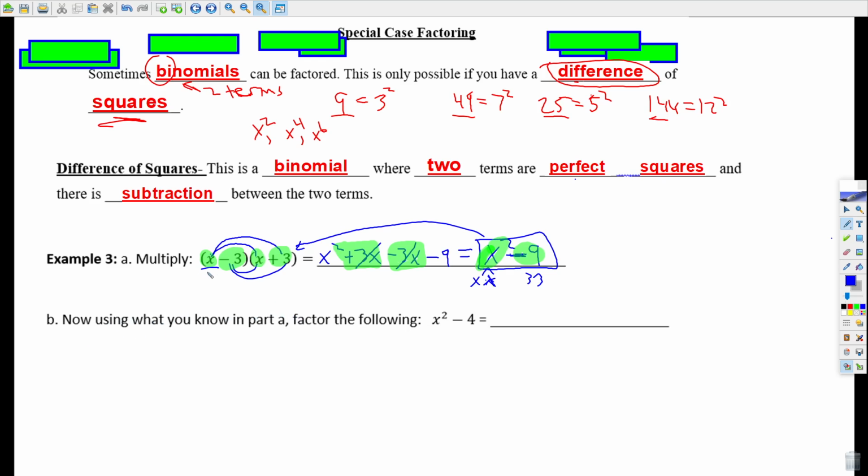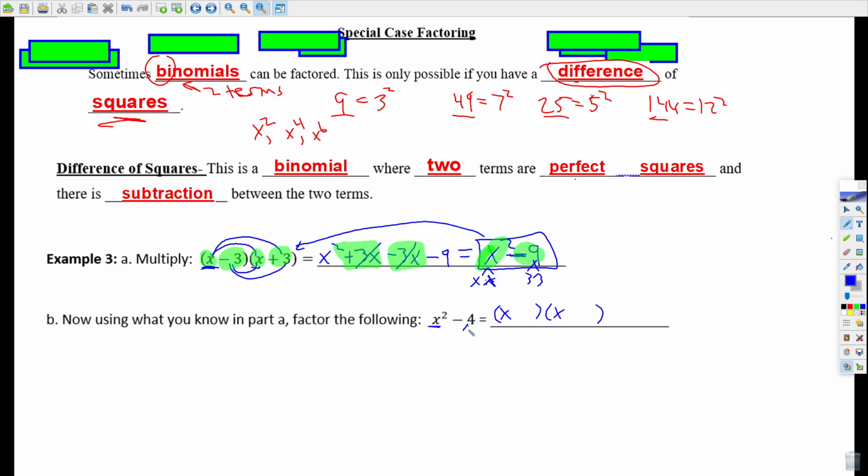Now using what you know in part A, which is up here, factor the following. What would x squared minus 4 look like? Well, let's just kind of follow the generic method up here, what it looks like. We know we're going to have two sets of parentheses. We just have to figure out what goes in there. The x squared part comes from having x and x, so we're going to copy that the same way. And here we have 9, but where did that come from? The fact that it was a perfect square, 3 and 3. Negative 3 plus positive 3.